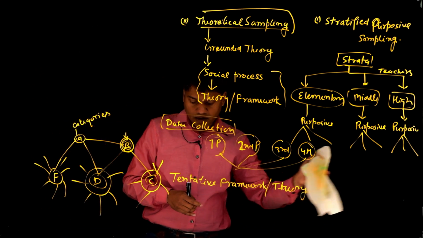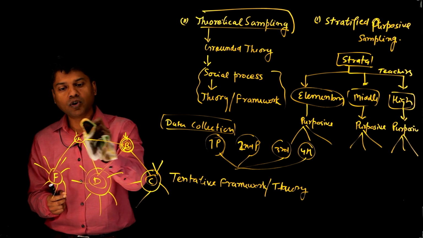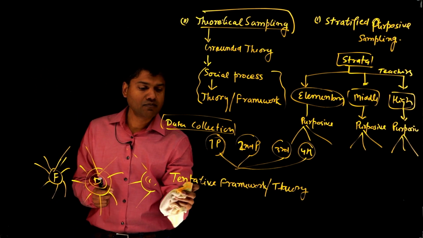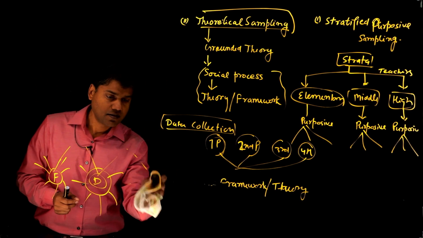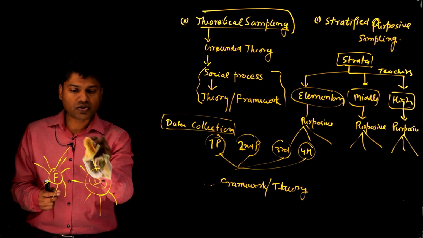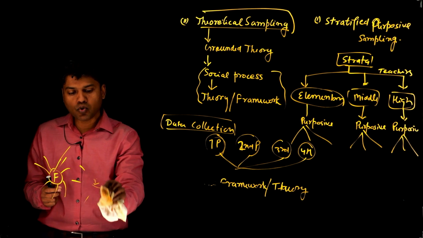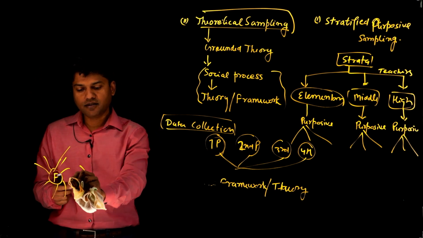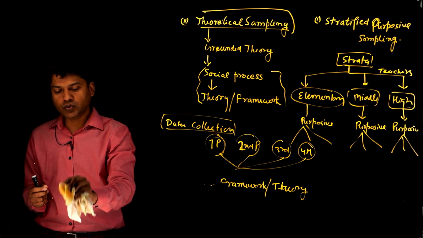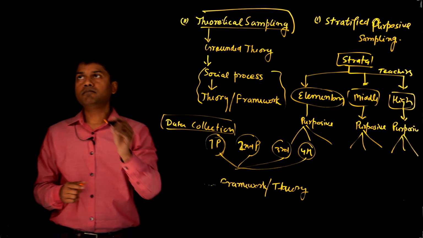Now let's talk about another approach of sampling in qualitative research, and that is called maximum variation. Maximum variation is sort of, I don't call it a sampling strategy, but more a strategy to collect more rich and thick data, more in-depth data related to a phenomenon that I am investigating. So this strategy, we call it maximum variation.